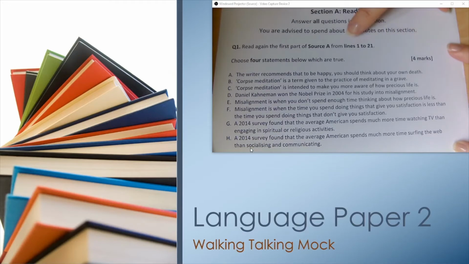For this section of the paper, you're advised to spend about 45 minutes, and 15 minutes of that should be reading as well. The whole paper is 1 hour 45, so 15 minutes reading, 45 minutes reading and answering the questions on this section, and then in section B you've got 45 minutes to do the writing.